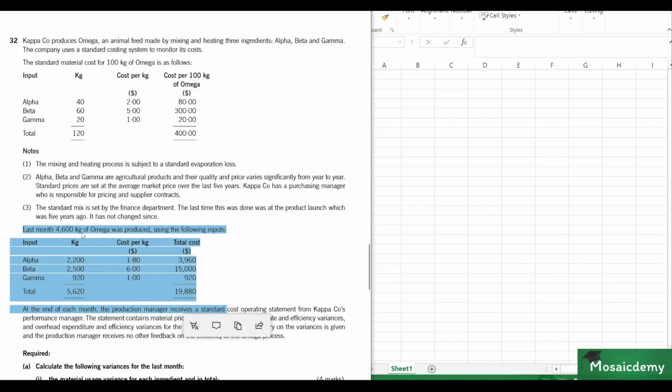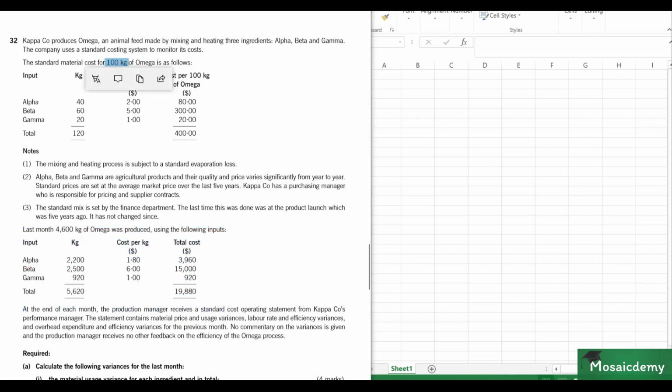So last month, 4,600 kg of Omega was produced using the following inputs. Okay, so that's interesting. Usually they talk to us about things in terms of inputs, units. The finished goods are usually produced in terms of units. Here the finished goods for Omega are actually in terms of kg, and 1 unit technically is 100 kg of Omega. So if we have 4,600 kg of Omega produced, that's effectively 46 units of Omega, right, for our actual number of units in case we need that in the variance calculation.